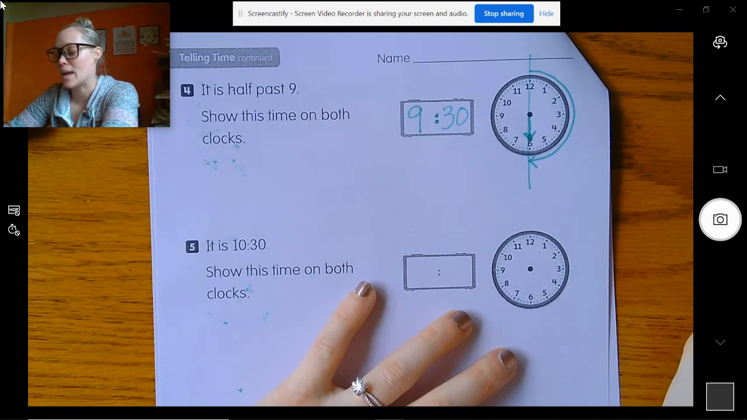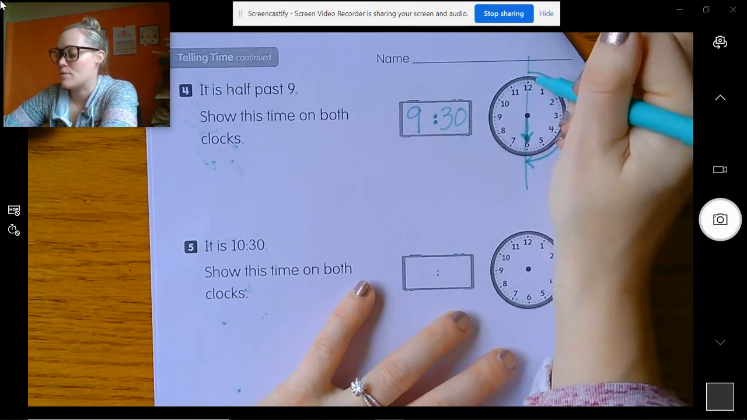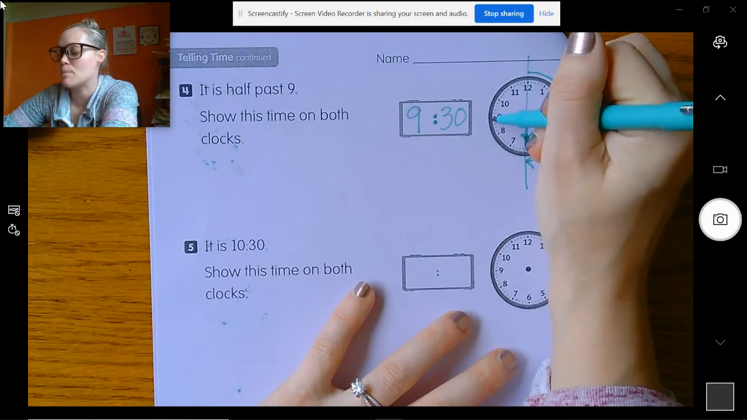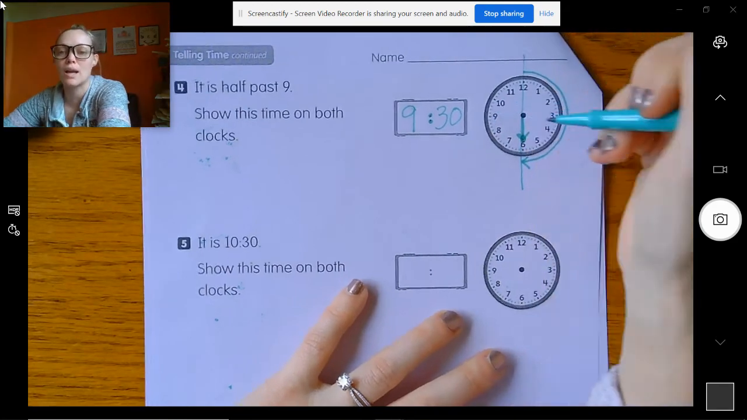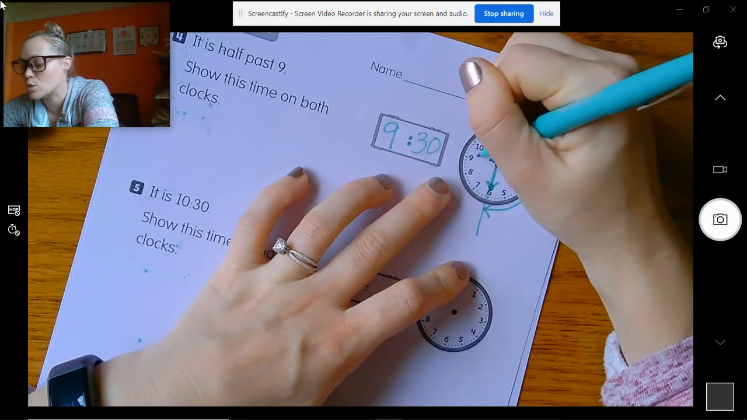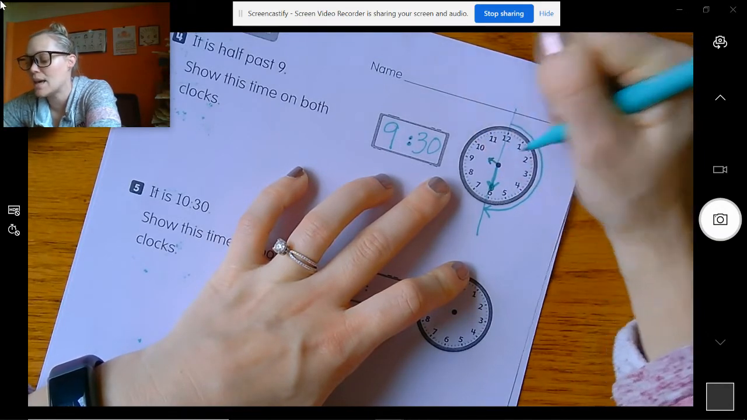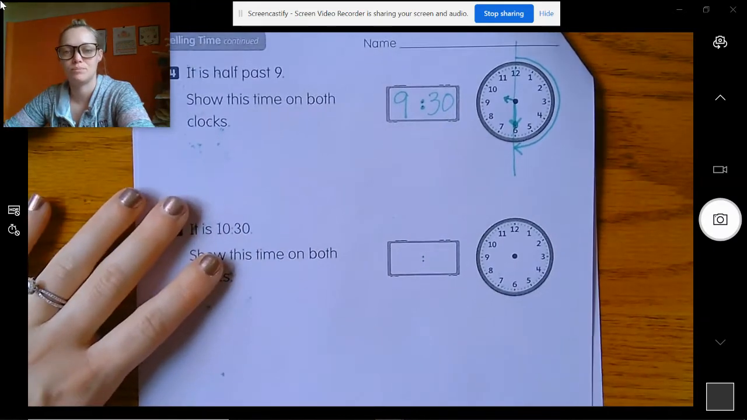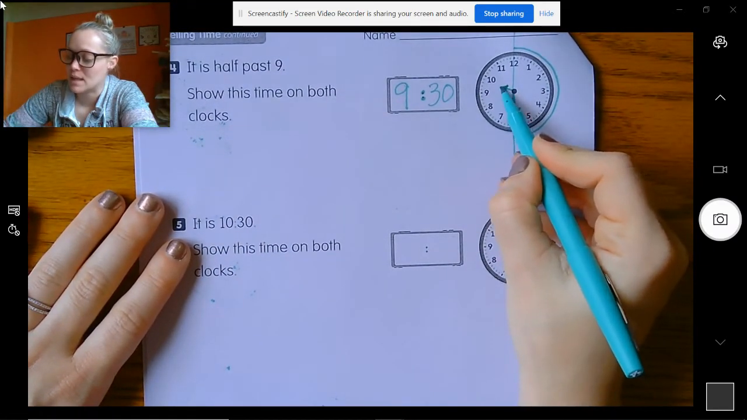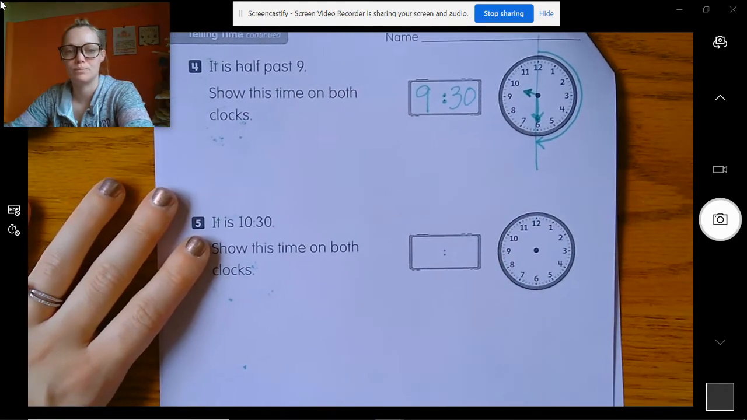And my hour hand, if I follow along here, if it's half past 9, it's going to pass the 9, but it's not going to get to the 10 yet. So my hour hand, which is shorter, is going to point between the 9 and the 10 to show that it's half past 9 or 9:30.